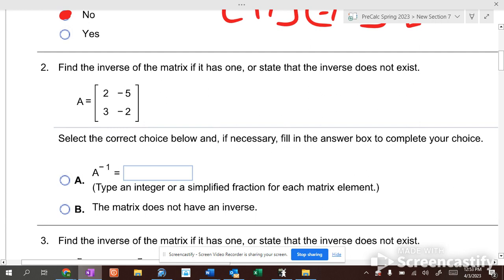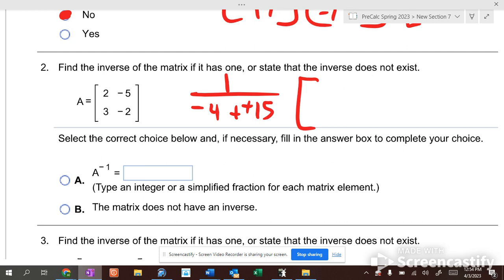Does this have an inverse? How do we figure it out? Well, we put it through the inverse formula. And if it works, then it has an inverse. If it doesn't, it doesn't. So the inverse formula, 1 over A times D is negative 4. B times C is negative 15. So minus the negative is plus a positive, so it's 1/11th.